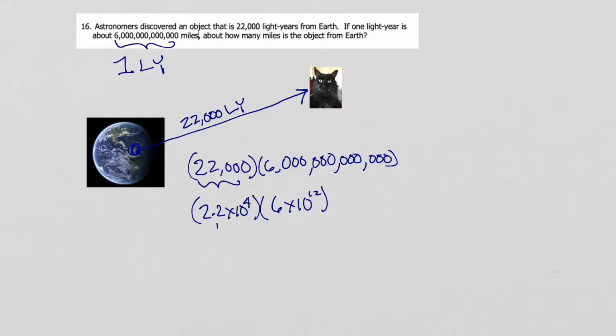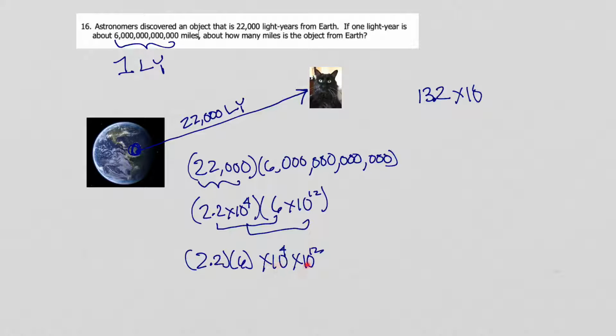Now let's multiply the non-tens and then the tens. So we're going to get 2.2 times 6, and then times 10 to the 4, times 10 to the 12, and now 2.2 times 6, I'm going to do this up here now. 2.2 times 6 is 13.2 times 10 to the, now we're multiplying powers with the same base, so we're going to add the exponents. So we're going to get 4 plus 12, we'll get 16.